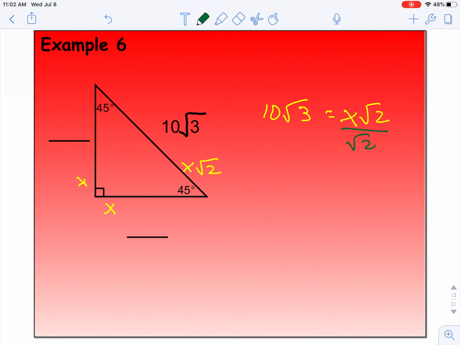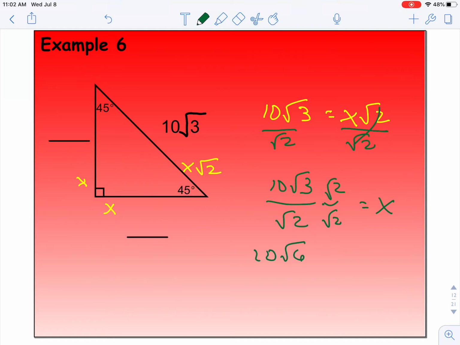So I'm going to divide by the square root of 2 on each side. So that gives me 10 square root of 3 over square root of 2 is equal to x. I can't have a radical in the denominator, so I'm going to multiply by the square root of 2 over the square root of 2. So that's going to give me 10 square root of 6 over 2. Again, reducing that fraction right there gives me my x value is equal to 5 square root of 6.